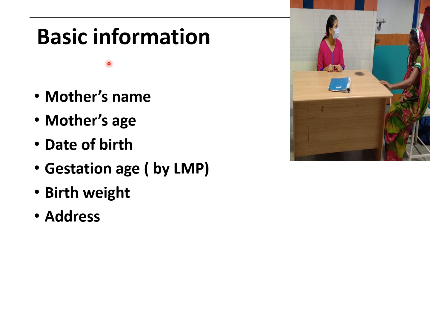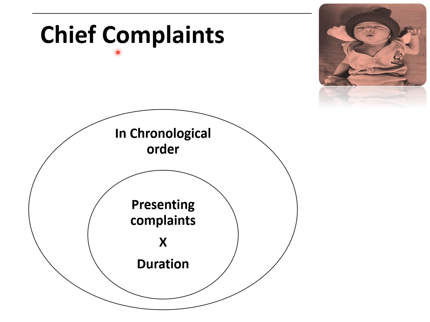In basic information, we have to write the mother's name, age, date of birth of the baby, gestation age by last menstrual period, birth weight of the baby, and address and mobile number. In chief complaints, we have to write down the presenting complaints with duration in chronological order. For example, if the baby is coming with vomiting and fever, vomiting since the last 4 days and fever since the last 5 days, then we will write down the fever first, since last 5 days, then vomiting since last 4 days.